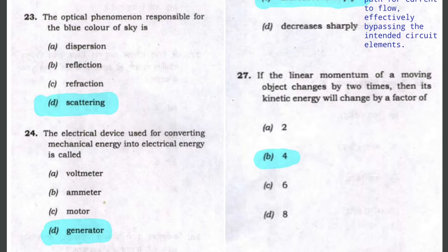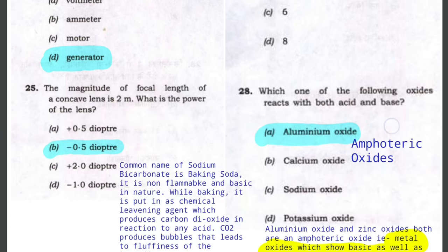Next question, here also we will use kinetic energy is equal to half mv square. So if the object's velocity changes by 2 times, then the kinetic energy will change by 2 square, which will be 4 times.